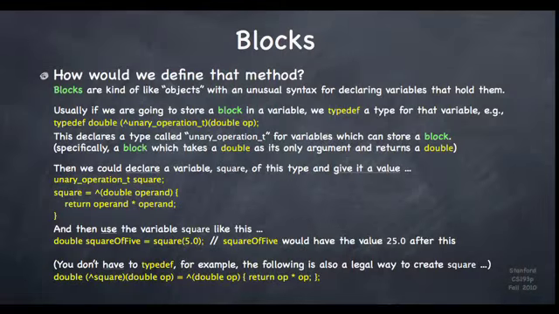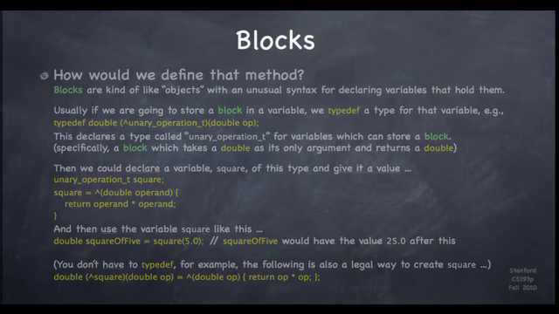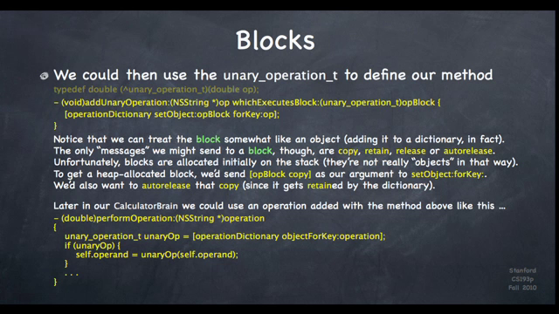So now it should be easy for us to go back to the method we're trying to create, because it takes an argument, which is a block, and now we have a type for it, unary_operation_t. So here's what the definition of addUnaryOperation, which executes a block, would look like. It just takes an argument, unary_operation_t opBlock. Okay? So that's how we've declared that the variable it's going to take is a block.